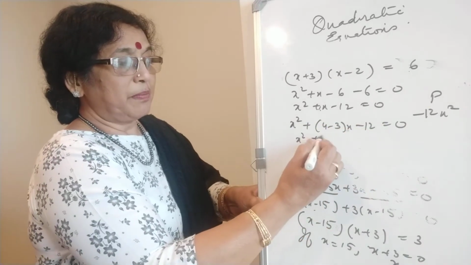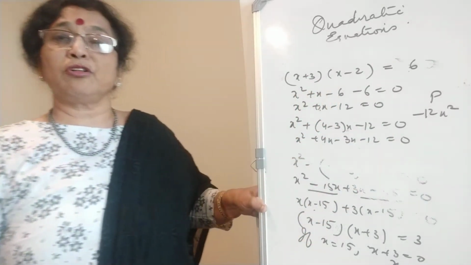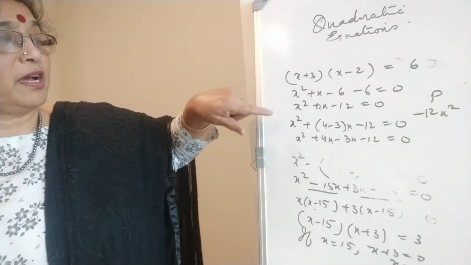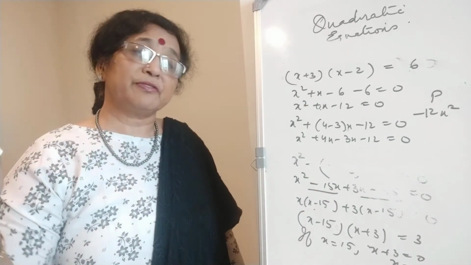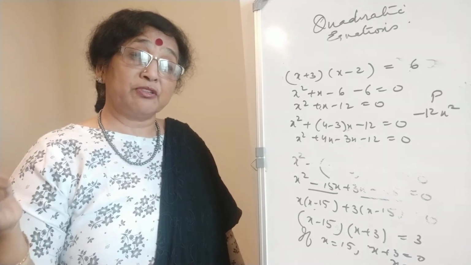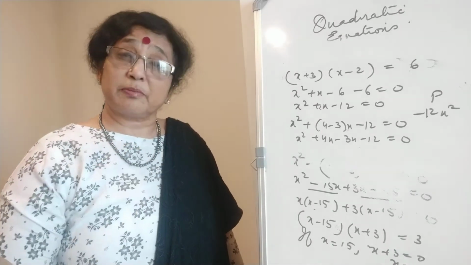So you get x square plus 4x minus 3x minus 12. This is for 8th standard. The 12th standard should straight away apply the formula for x square plus x minus 12. They should straight away write x plus 4 into x minus 3, because they should straight away use the formula of x plus a into x plus b.